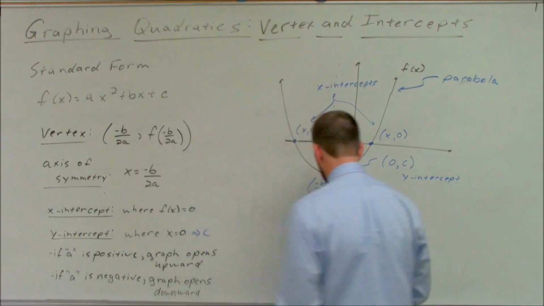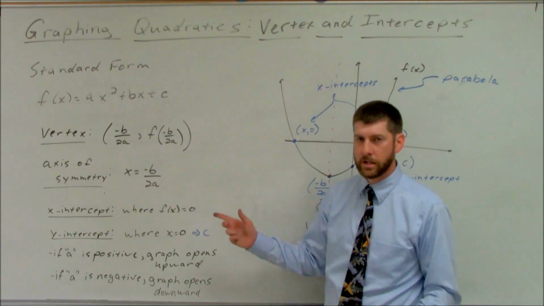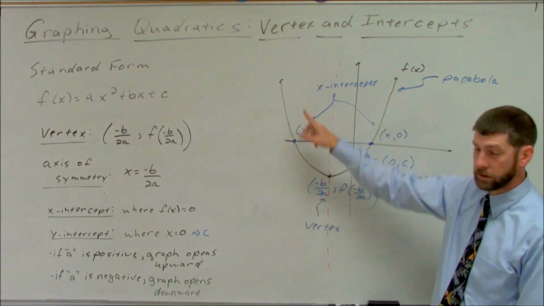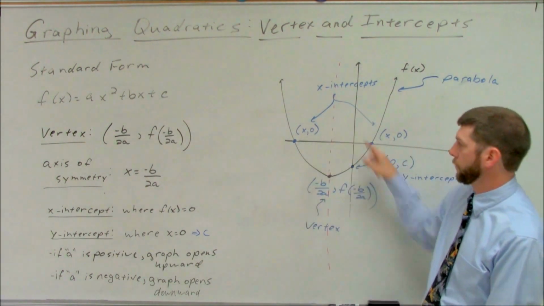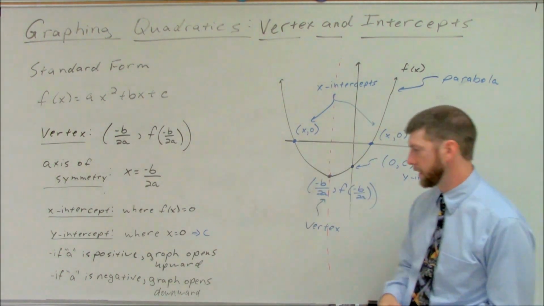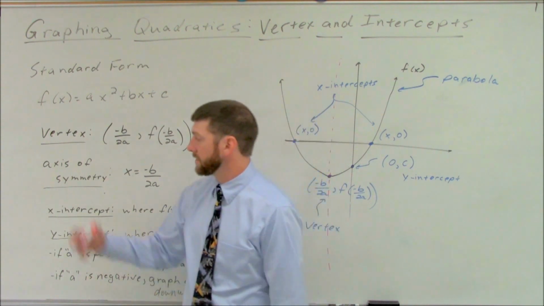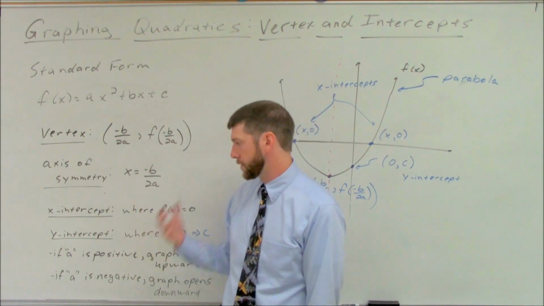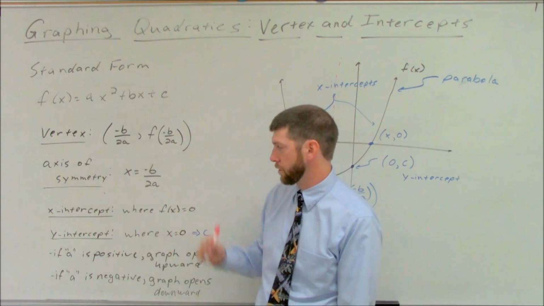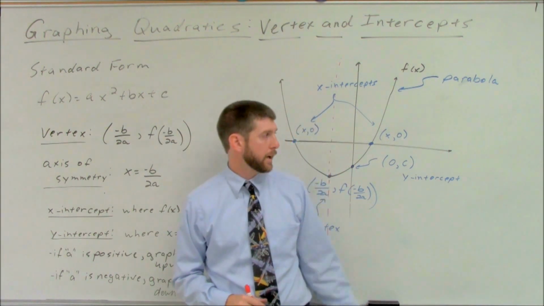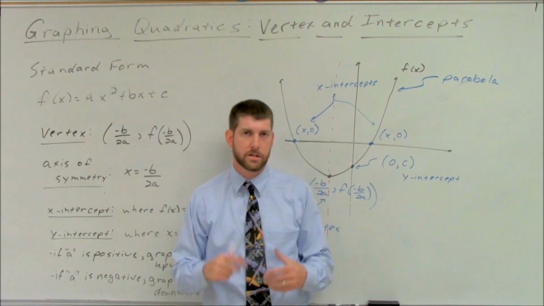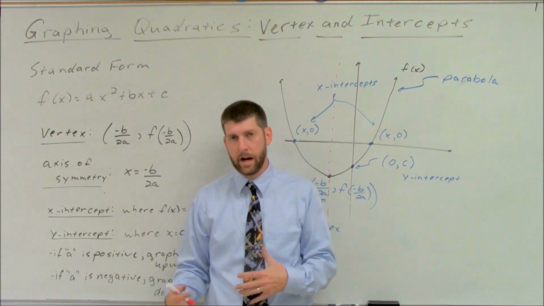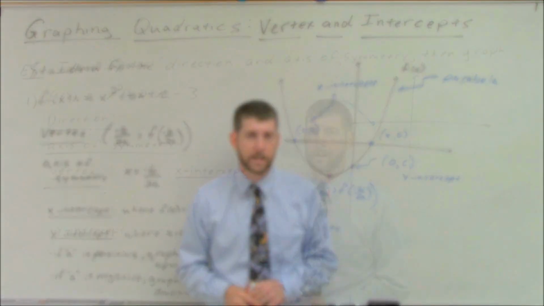I like to think of it as, if a is positive, he's in a good mood, he's smiling, see his smiley face. If a is negative, he's in a bad mood, and he would be frowning, so he would be opening downwards. All right, a lot of information there, so make sure you've got that copied down because we're going to refer back and forth to it. Give me a second, I'll get a couple of examples up here so we can actually go through the calculations and manipulations to be able to graph a couple of quadratics that are in standard form.